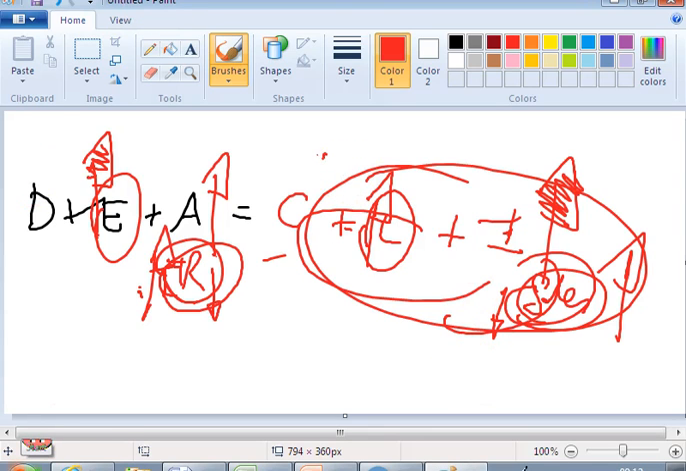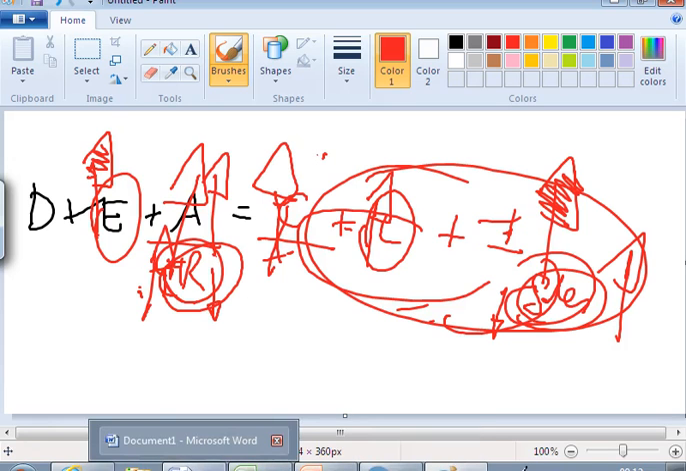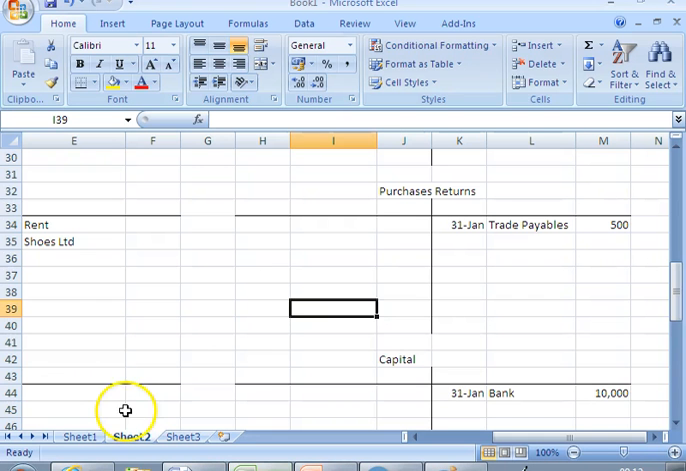When anything on this side goes up, you can see that C goes up, and A has also gone up. So credit capital, debit bank. That's really all that's happened. Let's go to the next one.